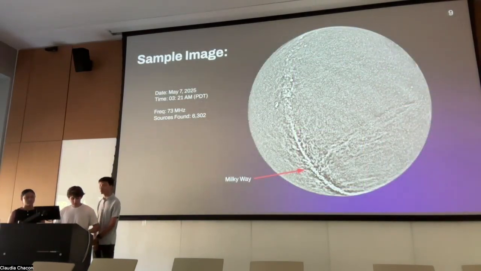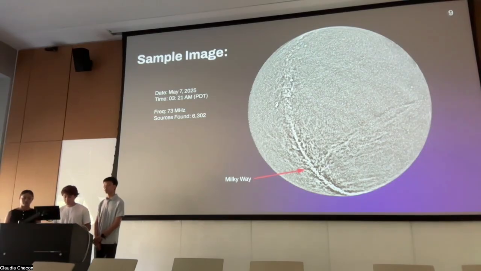This is a sample image of the data you're looking at. This is a snapshot of around an hour long. We found over 6,000 different sources. This image is facing up. It's a circular image because it's a horizon-to-horizon snapshot of the entire visible sky. These sources could be galaxies or stars or supernovas.